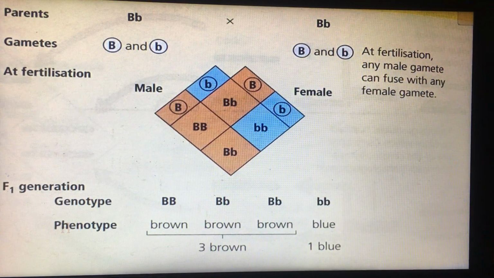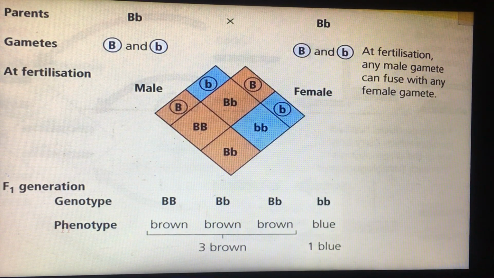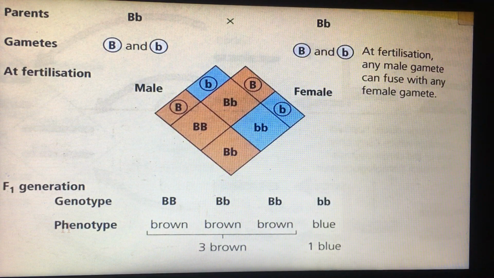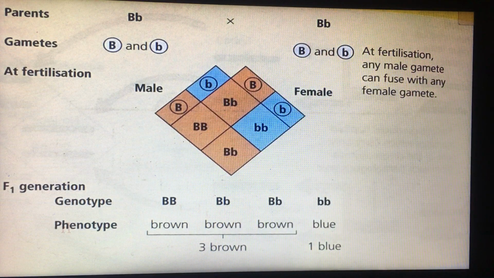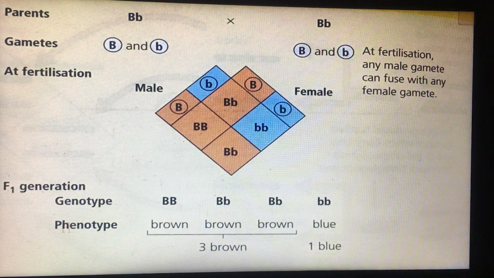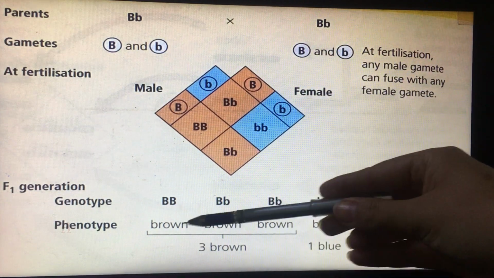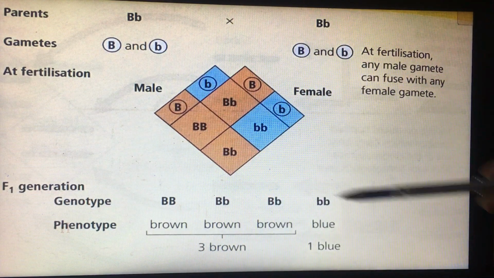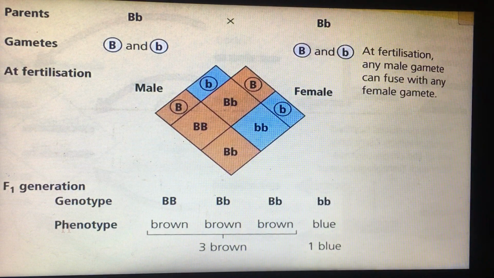So the probability of having any phenotype is the number of offspring over the total possibilities. Okay? So again, the probability of having any phenotype is the number of offspring divided by the total number of offspring.